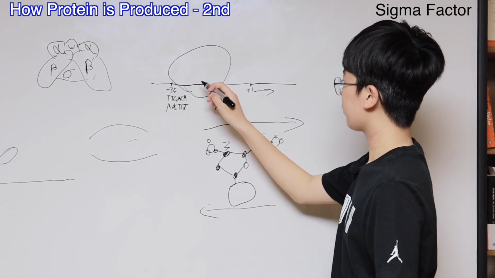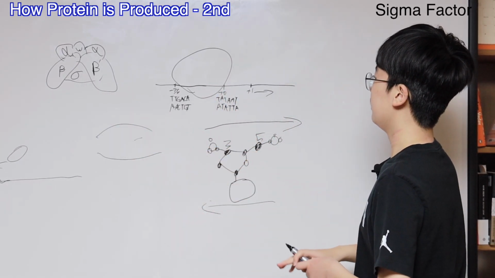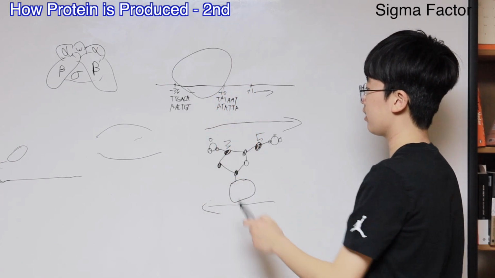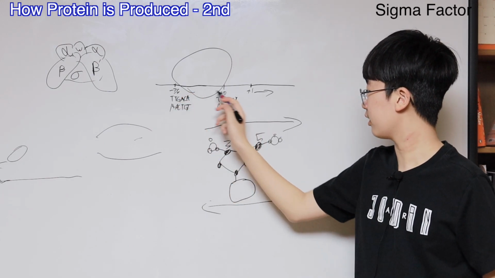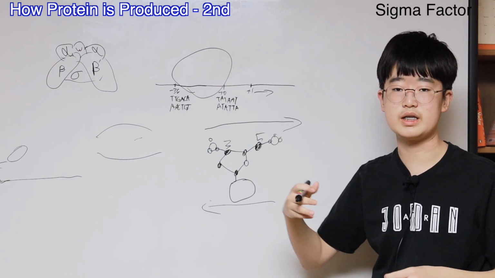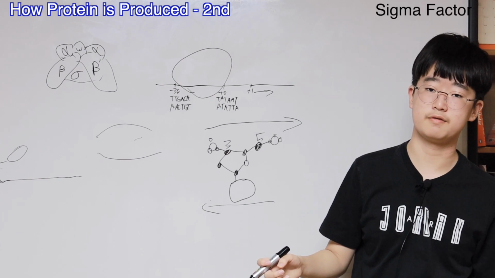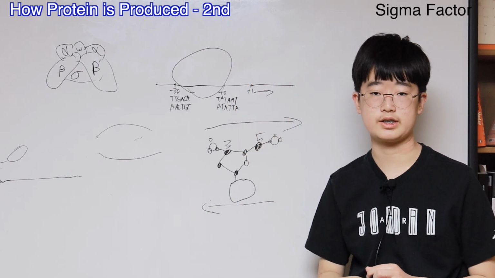So the sigma subunit guides the polymerase to sit here. And these sequences are from E. coli. Other cells might be different. Oh, and this is all for prokaryote cells.